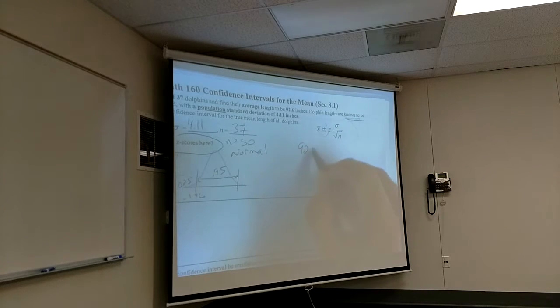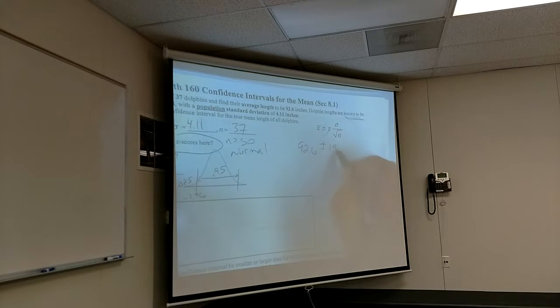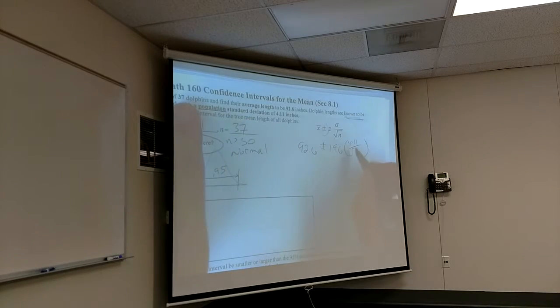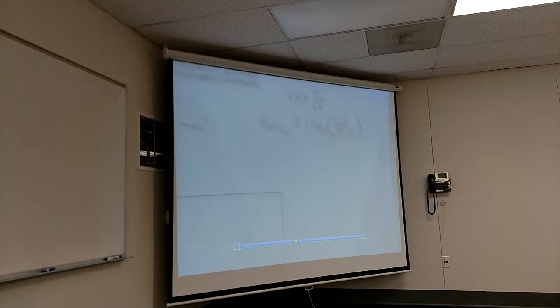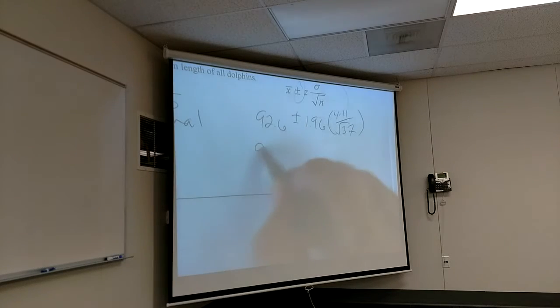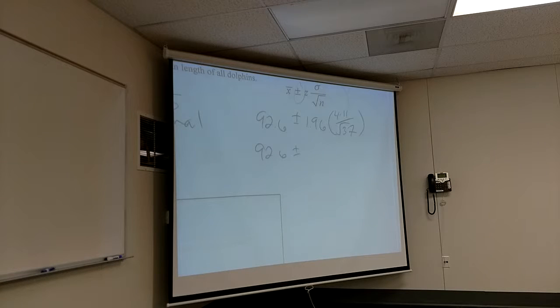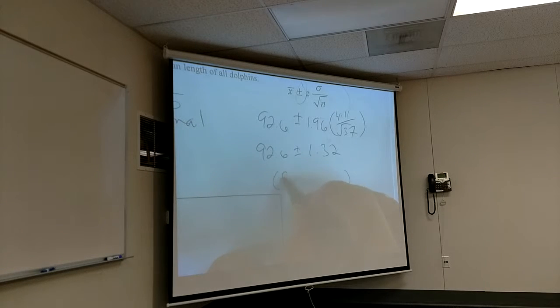X bar is 92.6, give or take 1.96 of these, 4.11 divided by the square root of 37. All right, so how big was the error? You get like 1.3. Yeah, I got pretty close, 1.32. So then you subtract 1.32 and you get 91.28. And you add 1.32 and you get 93.92.